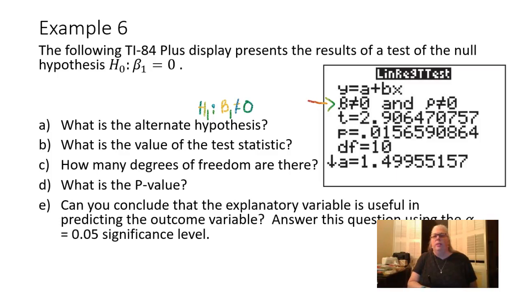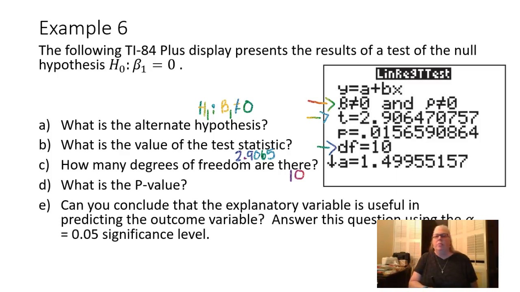Part B, what is the value of the test statistic? Well, remember, that's a t-value, and so that's going to be located right here. We're on line 3, and I'm just going to round that to 4 decimal places, so that's going to give me 2.9065. Part C, how many degrees of freedom are there? That's going to be right here. This is the second one from the bottom. There are, in fact, 10 degrees of freedom.